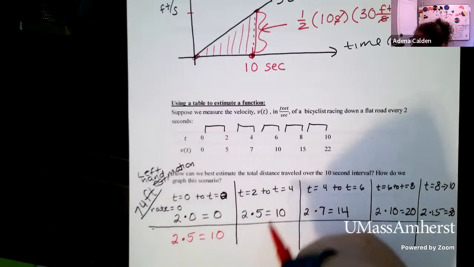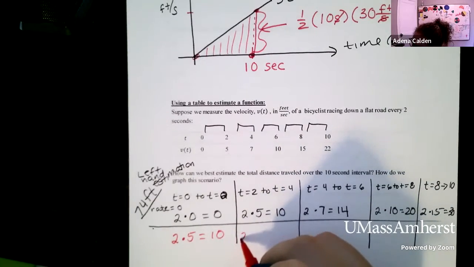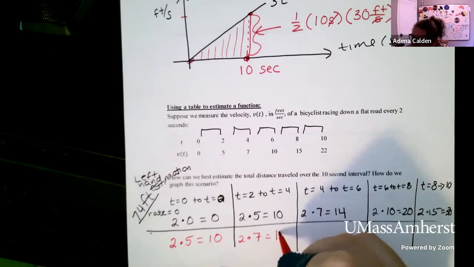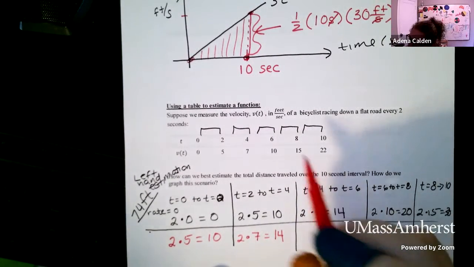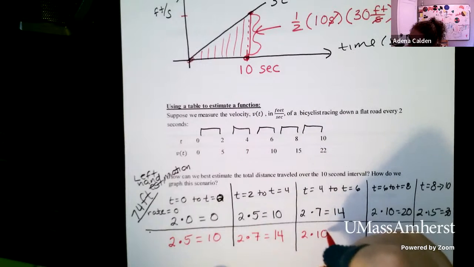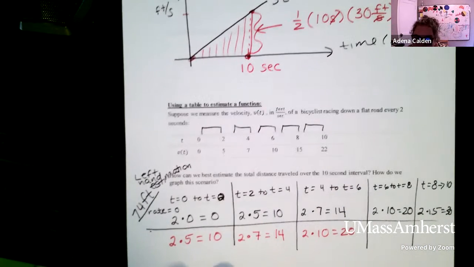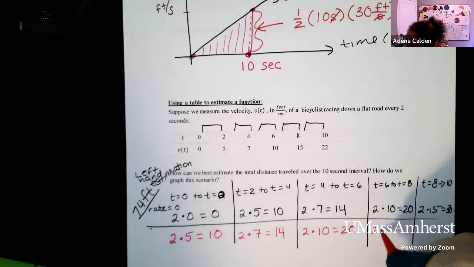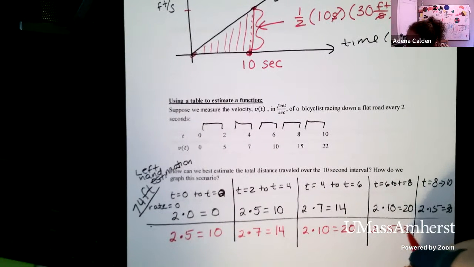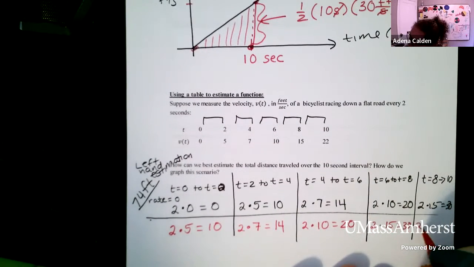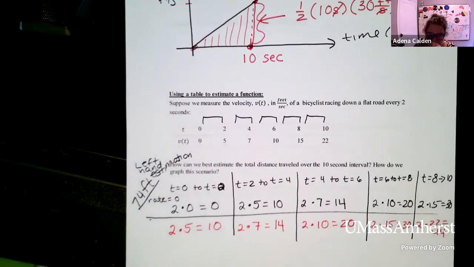Okay, so here from time equals 2 to time equals 4, that's still 2 seconds, but now we're going to pick the rate on the right, which is 7. So 2 times 7 is 14. From time 4 to time 6, that's another 2 seconds. I pick the rate on the right, which is 10. 2 times 10 gives me 20. From time 6 to time 8, I pick the rate on the right. So I have 2 times 15, which gives me 30. And then lastly, from time 8 to time 10, that's 2 seconds. I pick the rate on the right, which is 22. And that gives me 44.